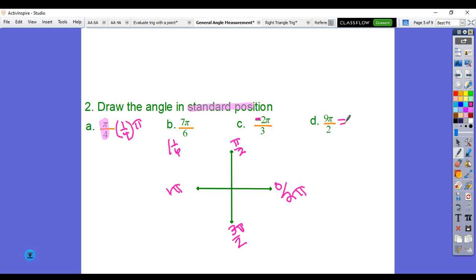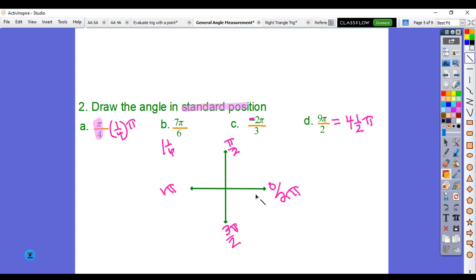9/2, so I'm going to rewrite this. 2 can go into 9 4 times with 1 left over, 4.5. So let's think about this. It's positive, so I'm going all the way around, and that's 2 pi. I'm going to go all the way around again. That's 4 pi. Now I need another half.